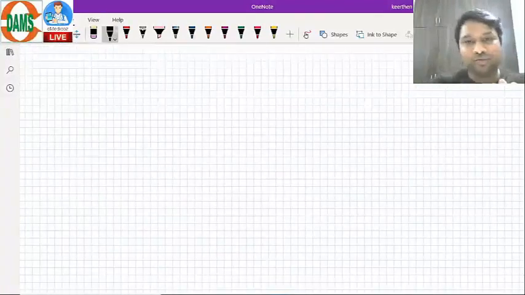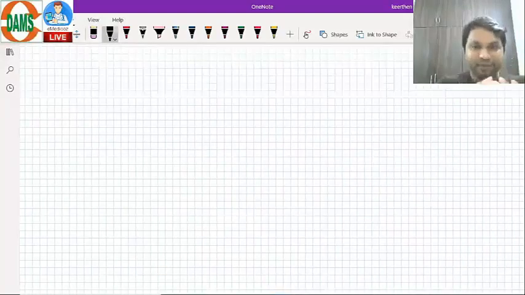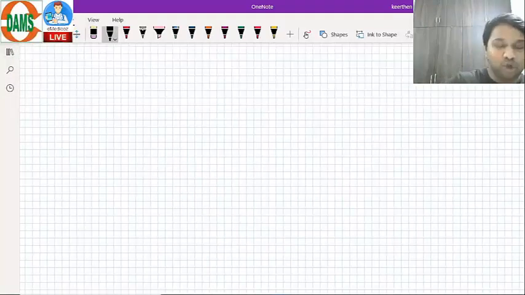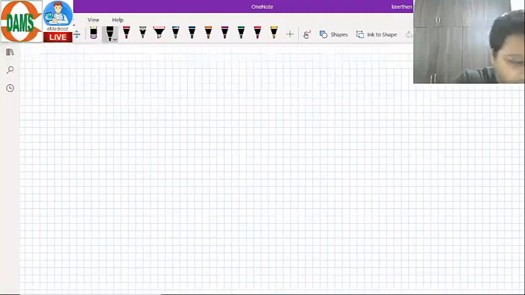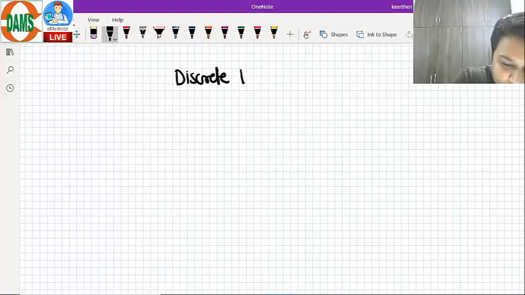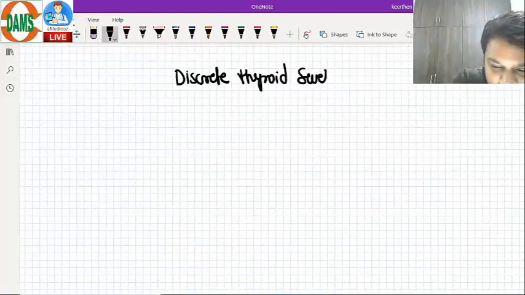So until now, we have covered simple goiter. So you all now know about simple goiters. You know about the diffuse enlargement of the gland. When I say diffuse, that means the entire gland is generalizedly enlarged. So I'm going to talk about the next topic, which is localized thyroid enlargement, also called discrete thyroid swellings.